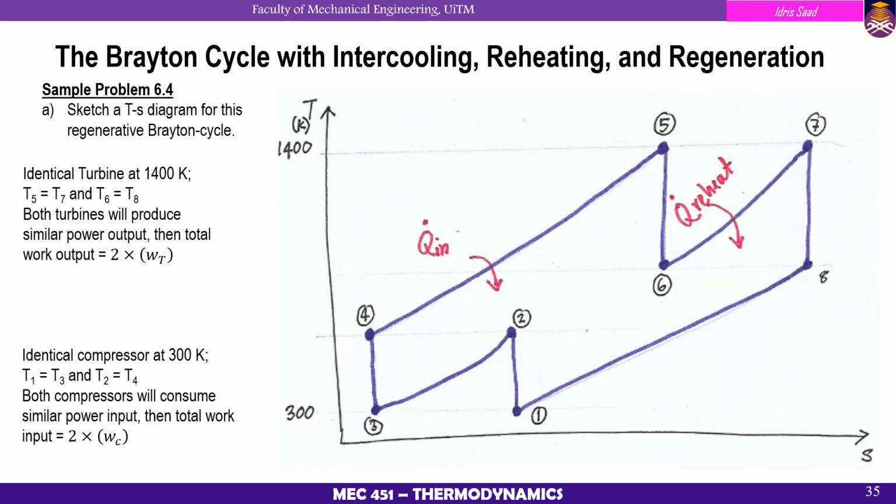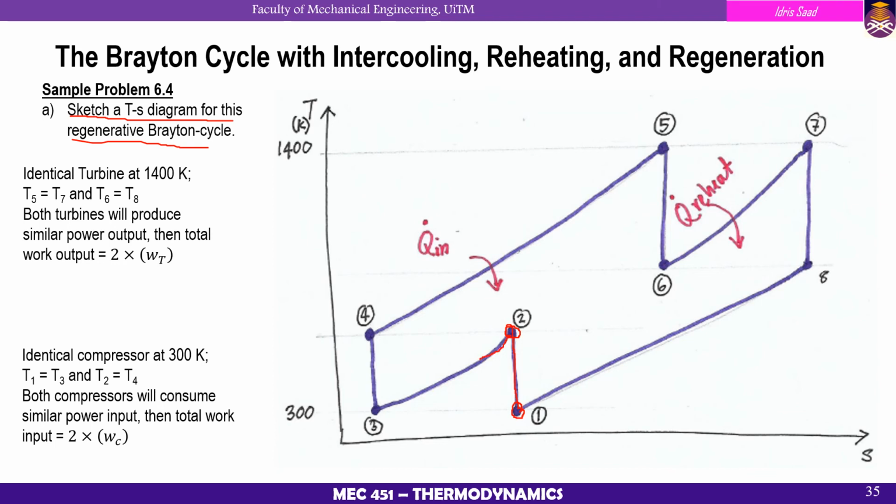Okay, for number one, this is the sketch of the T-S diagram for this regenerative Brayton cycle, based on the schematic diagram given to us in the question. From state 1, it will increase to state number 2 isentropically. Please do remember the isentropic efficiency for this compressor is 100%. That means this is isentropic.